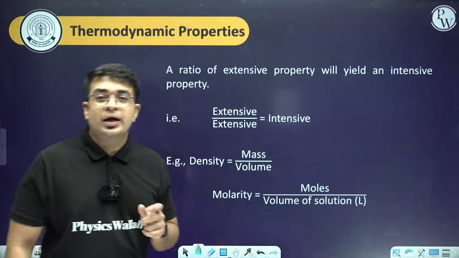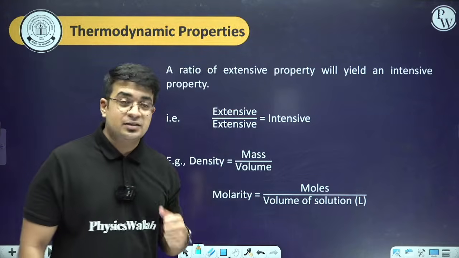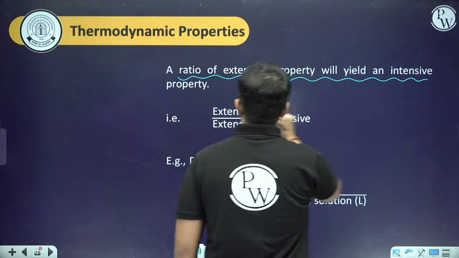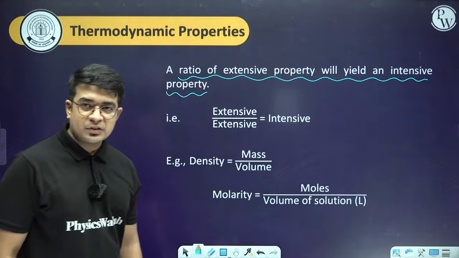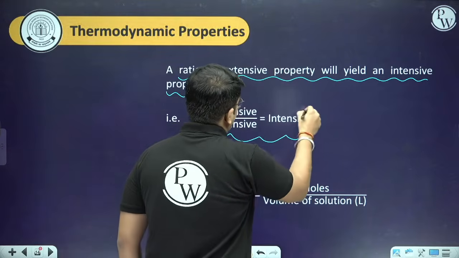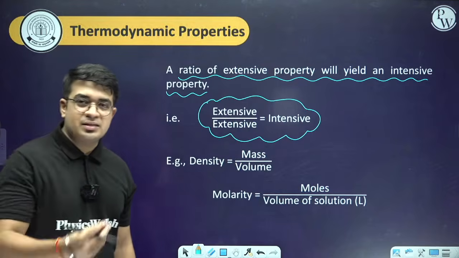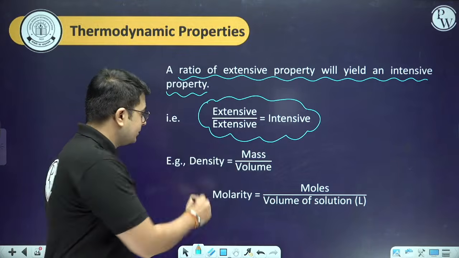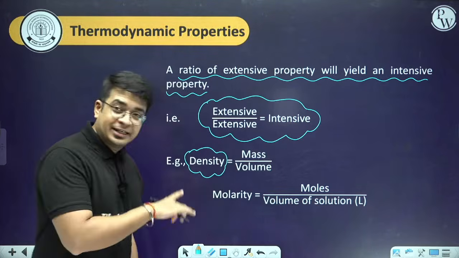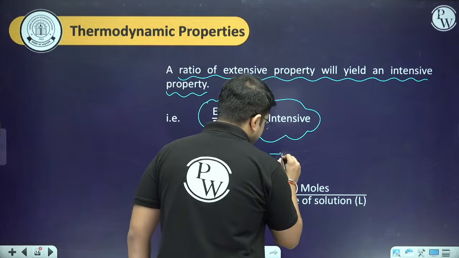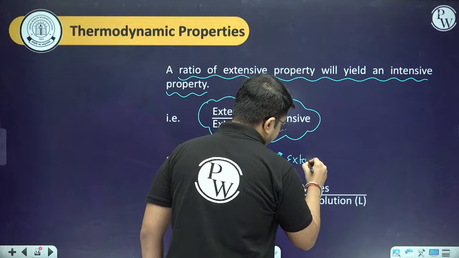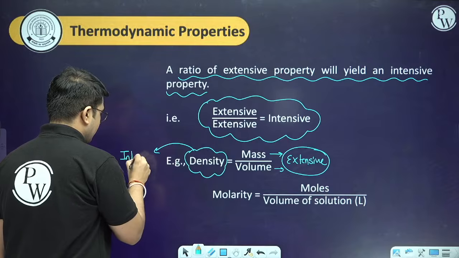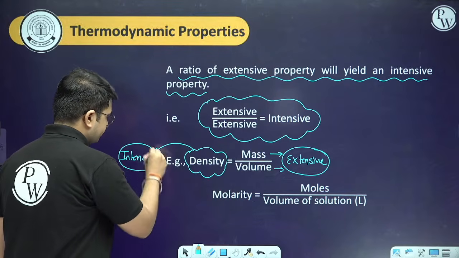If you divide two extensive properties, you are going to get an intensive property. So always remember, a ratio of extensive properties will give you an intensive property. That is the basic idea. For example, we have taken mass and volume, both extensive in nature. When I divide mass by volume, I get the value of density, and we know that density is an intensive property. These two are extensive ones, but the density here is an intensive property. I hope this part is clear.